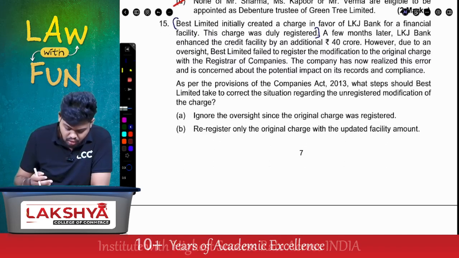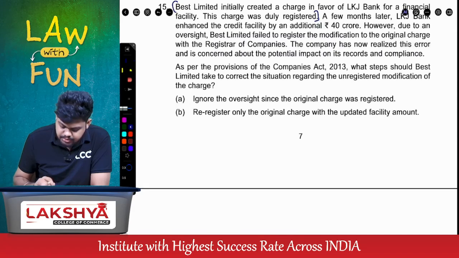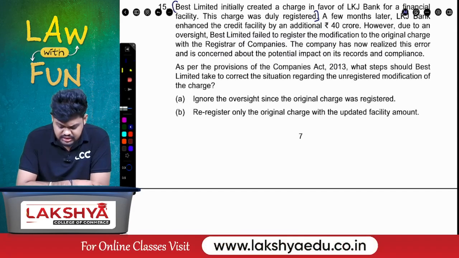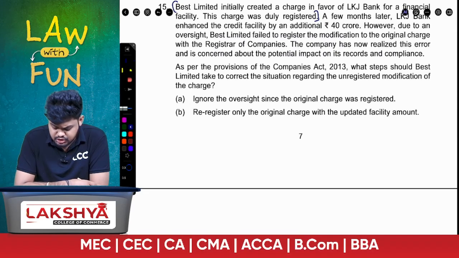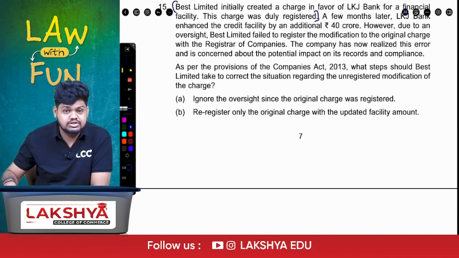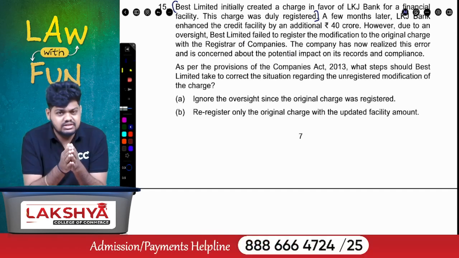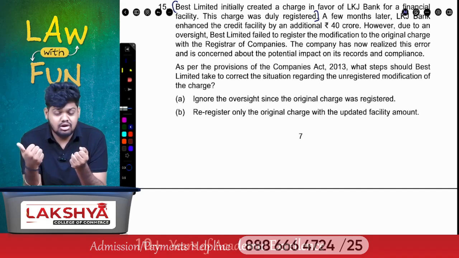Continue the question. The company has now realized this error and is concerned about the potential impact on its records and compliances. As per provisions of Companies Act 2013, what steps should Best Limited take to correct the situation regarding the unregistered modification of a charge?